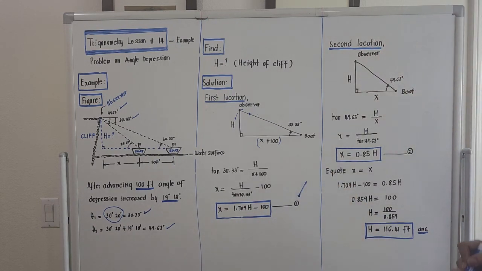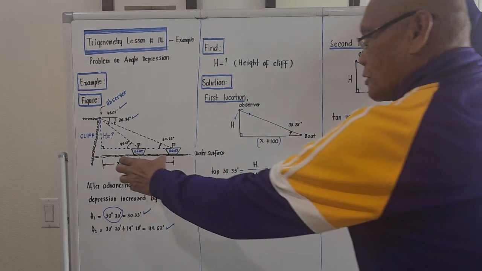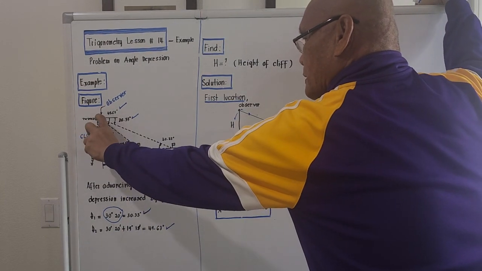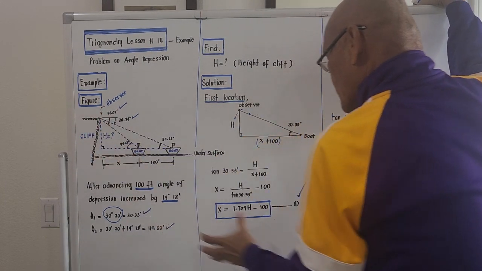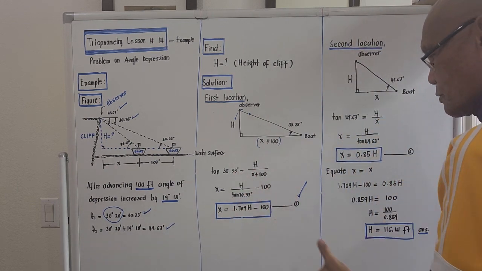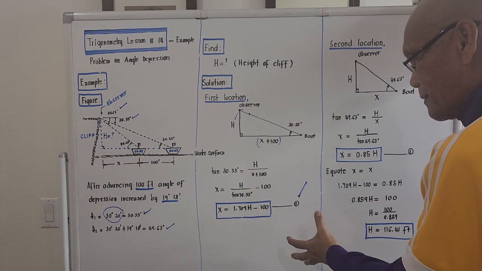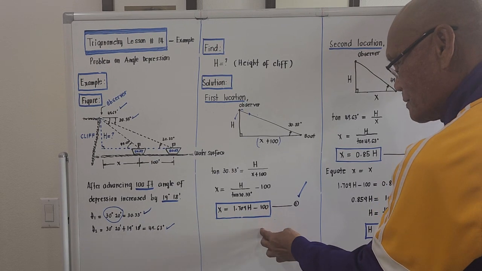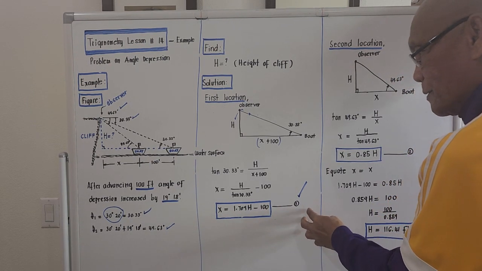Right? There are two unknowns. X for the meantime is unknown. The height of the cliff for the meantime is unknown. So we are given a linear equation involving two unknowns, linear. Right? X as a function of h. That will be equation number 1.